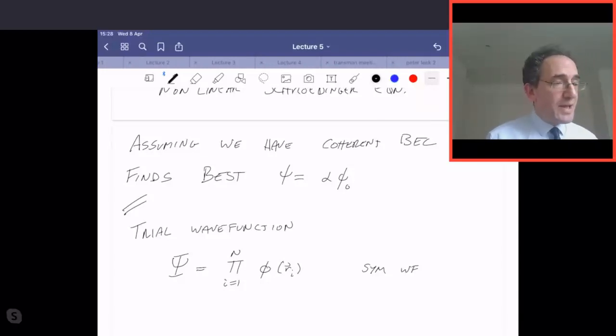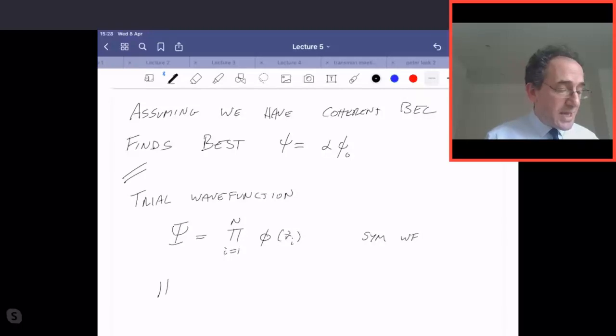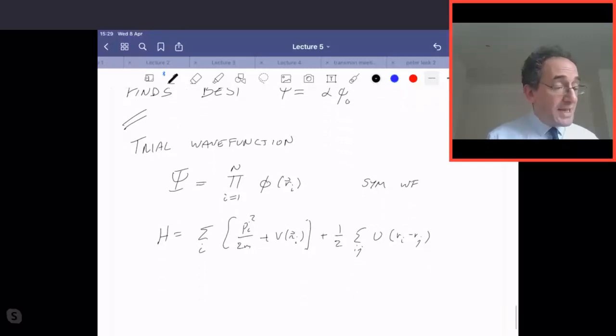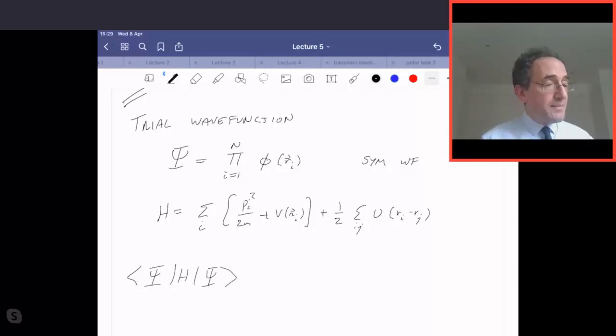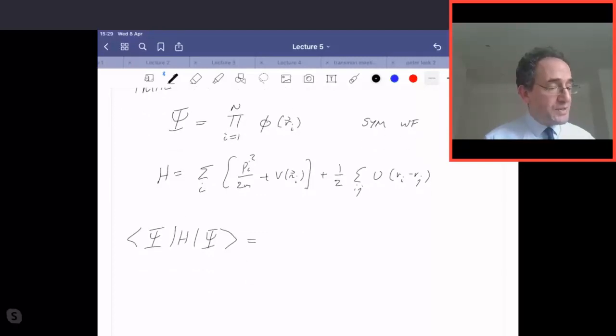wave function phi. Okay. Now, using the first quantized Hamiltonian, I'll write it here again, p squared over 2m plus V of R_i plus, I guess, 1/2 sum over i,j of U of R_i minus R_j. Wrote that before. Then let's just take this trial wave function here and find the expectation of the Hamiltonian. So many-body wave function, Hamiltonian, many-body wave function. And it's not too hard an exercise to convince yourself that we have N bosons all in the same orbital.